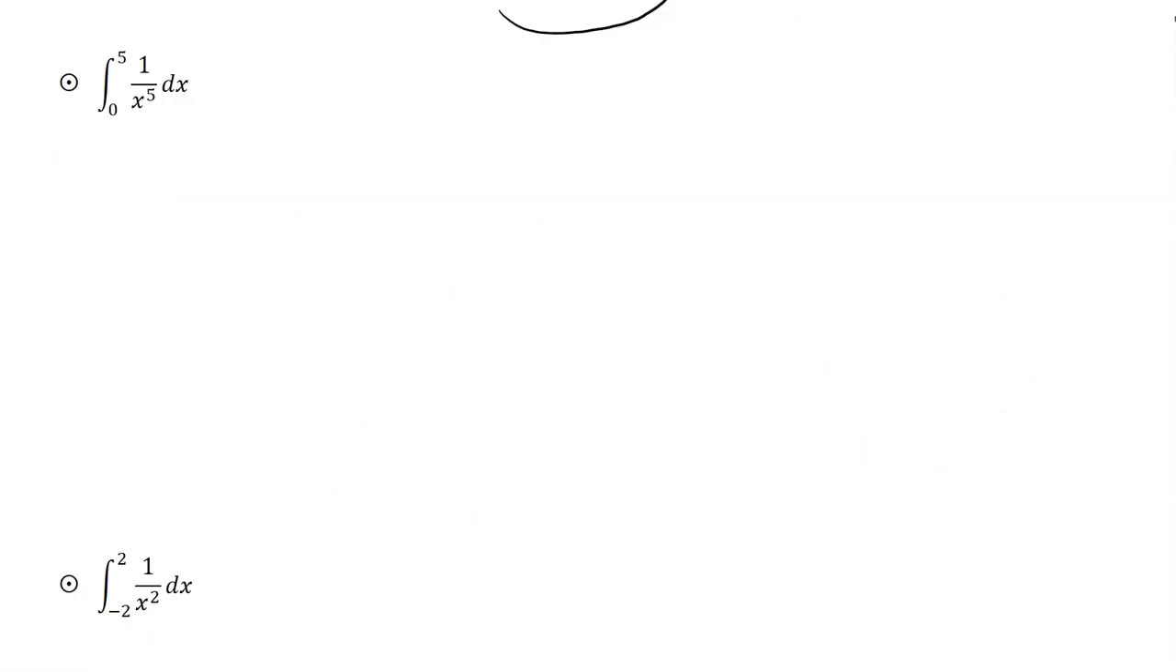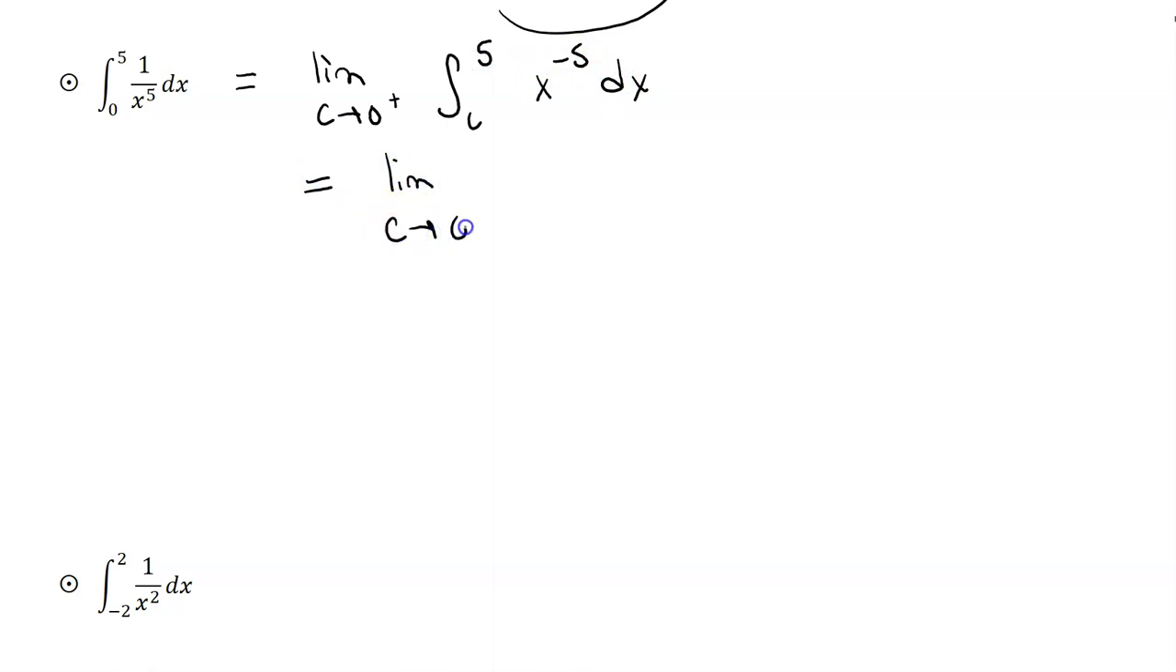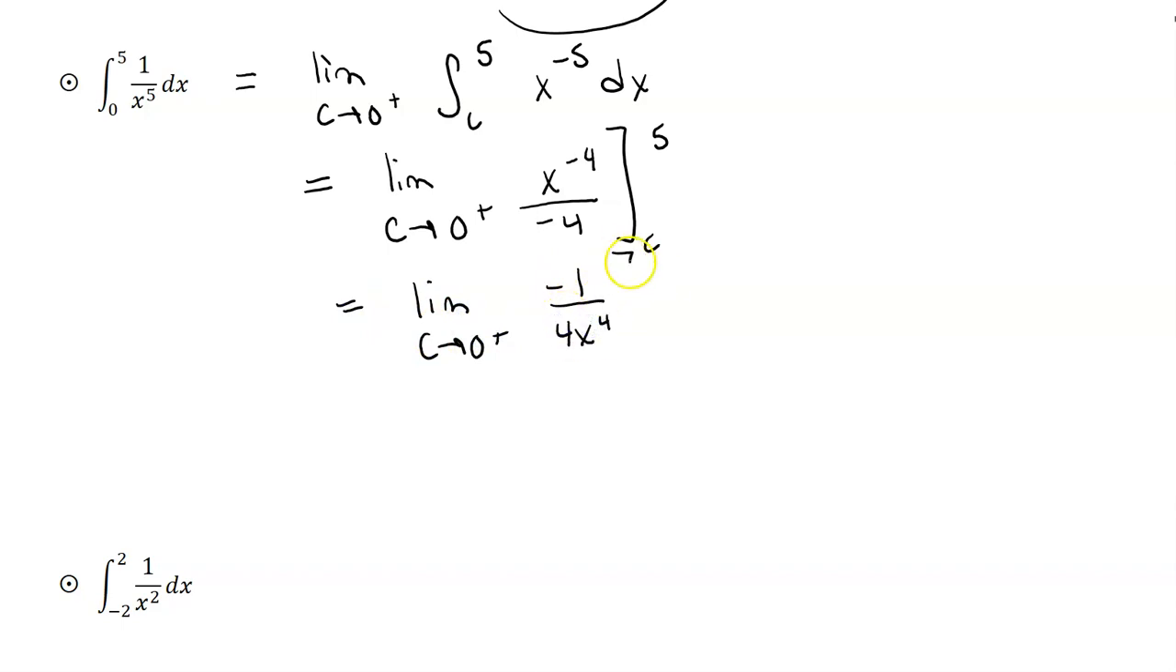Next one is very similar. We have 1 over x to the 5th. Our bounds are 0 and 5, and we know that this doesn't exist at x equals 0. So I'll make it the limit as c approaches 0 from the right, because again, we're greater than 0, of the integral from c to 5 of x to the negative 5 dx. So I'm just going to evaluate this integral, which will be x to the negative 4 over negative 4 from c to 5. Or you could write that as negative 1 over 4x to the 4th from c to 5.